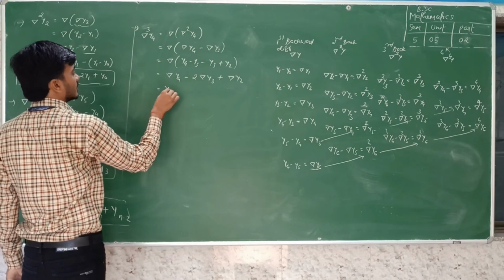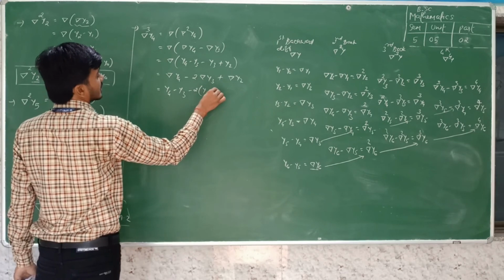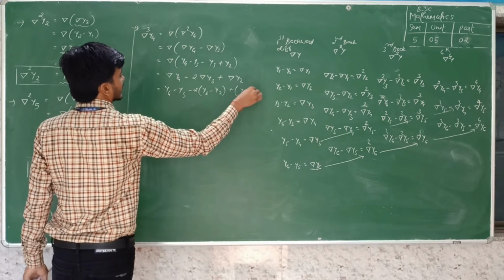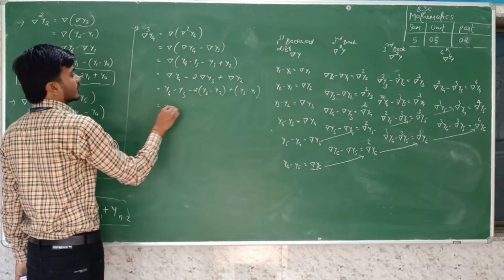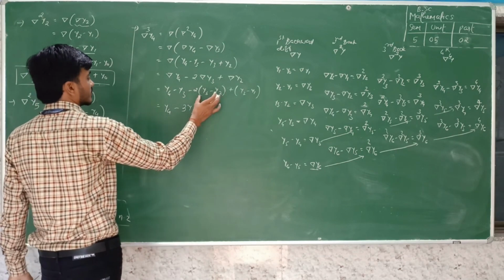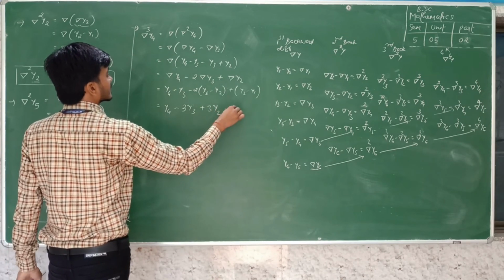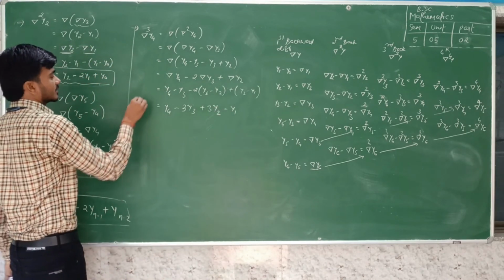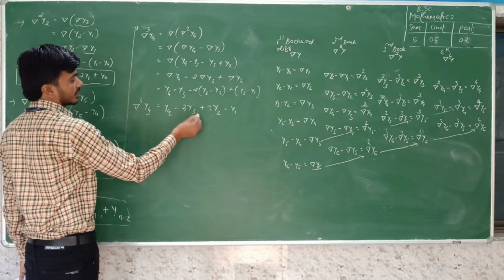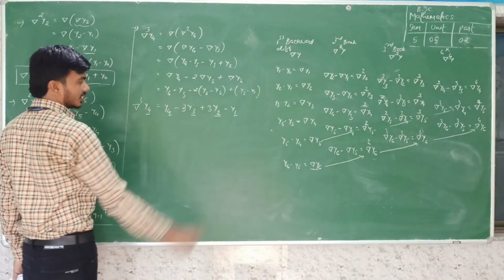Nabla y4 means y4 minus y3. Here nabla y3 means y3 minus y2. And here nabla y2 means y2 minus y1. So y4 minus y3 minus 2y3 plus 2y2 and plus y2 minus y1, that means y4 minus 3y3 plus 3y2 minus y1. So you can expand the third backward difference of y4: y4, 1 decrease, also 1 decrease and 1 decrease: y4, y3, y2 and y1.